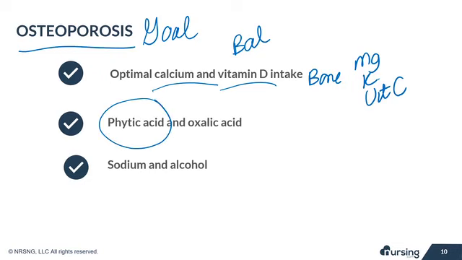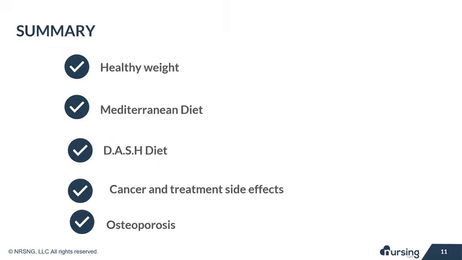One of those is phytic acid that's found in some beans and seeds and grains, and also oxalic acid that's in spinach and other leafy green vegetables. High levels of sodium can interfere with calcium retention, and also alcohol, when consumed in larger amounts, can also increase bone loss.